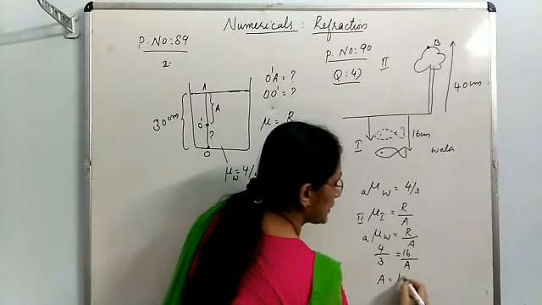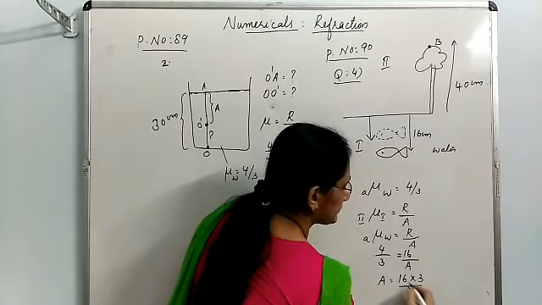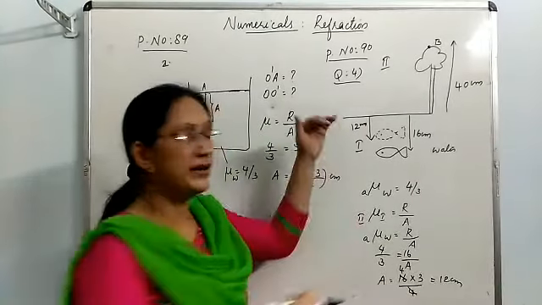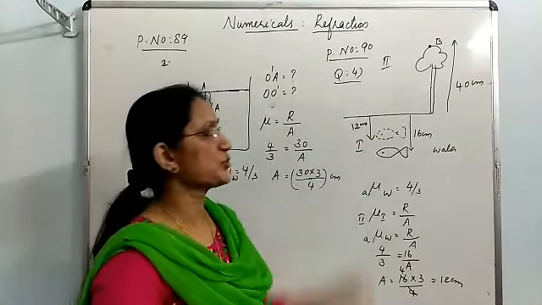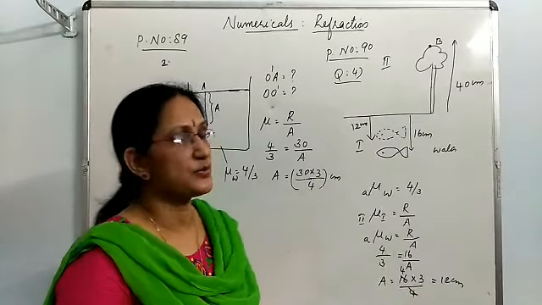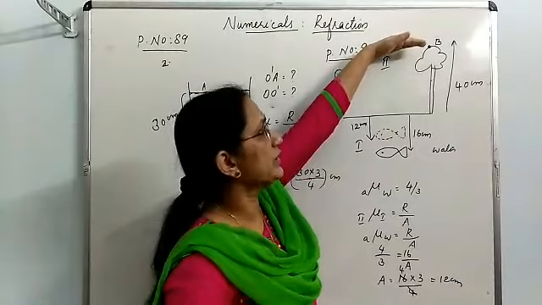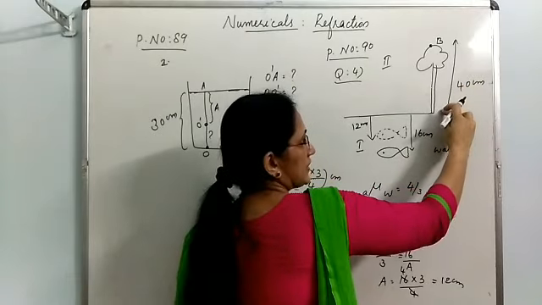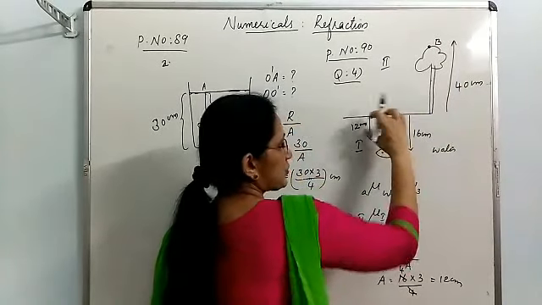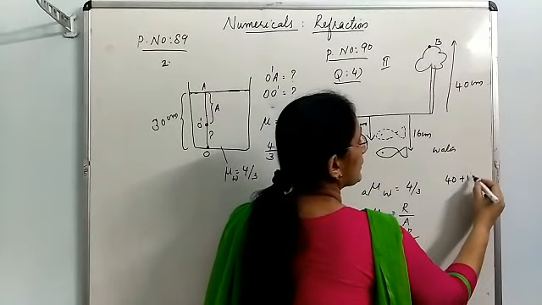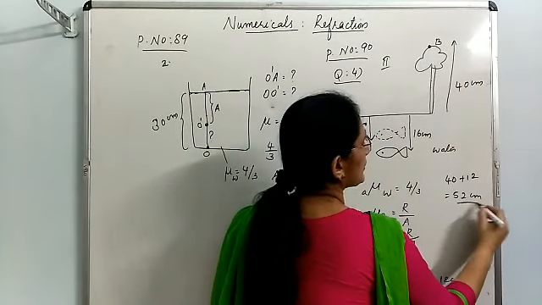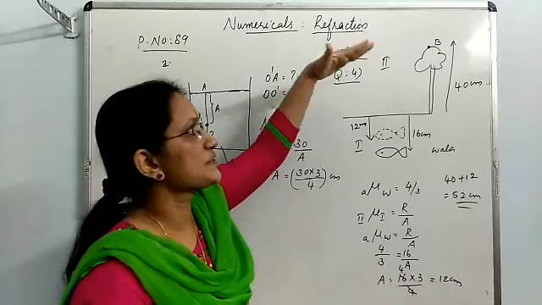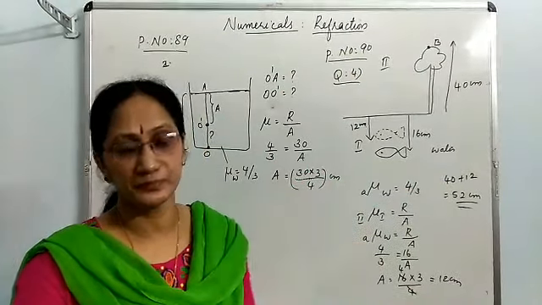So A is equal to 16 into 3/4. That means 12 centimeter. This depth is apparent depth of the fish seen by the bird is 12 centimeter. So you are finally asked to find out what is the distance from the bird to the apparent position of the fish. Already this distance is 40 centimeter. Again 40 plus 12. So total distance is 52 centimeter. The apparent position of the fish is 52 centimeter distance from the bird.